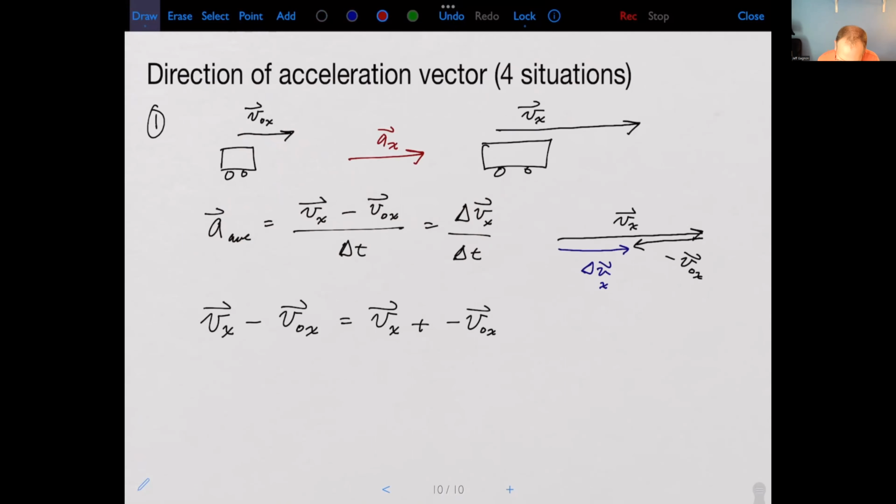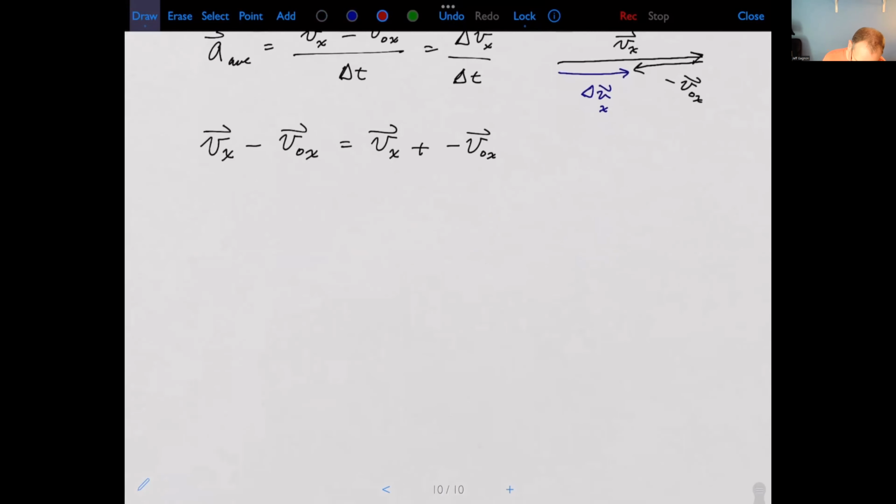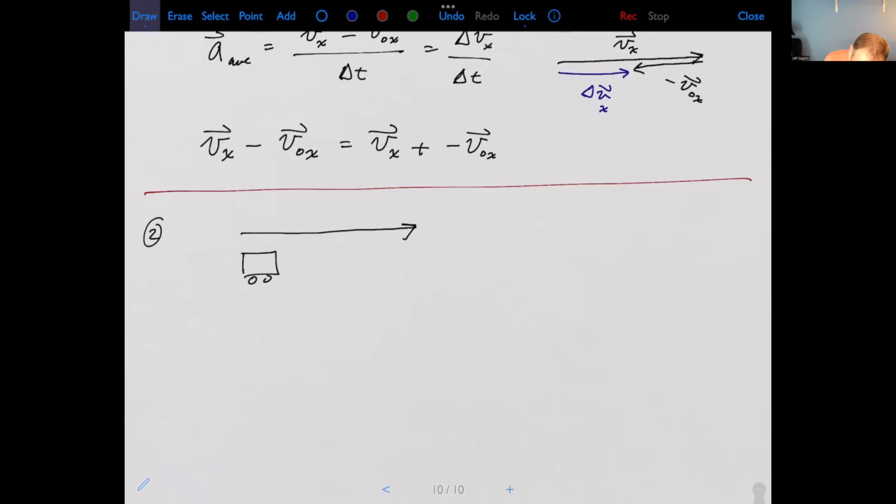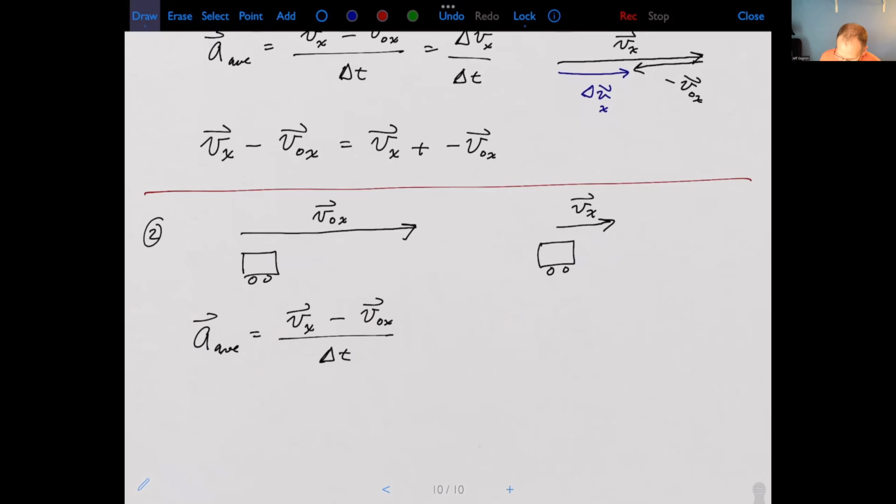All right, let me do all the different cases. Let's say now that the object was initially moving, so this is like case 2. The car was initially moving really fast to the right. So v naught x. And then it slows down. Still going to the right, but slows down. So now if I want to find a, then again, I need Vx minus V naught x over delta t. And the direction is going to come from that numerator, right?